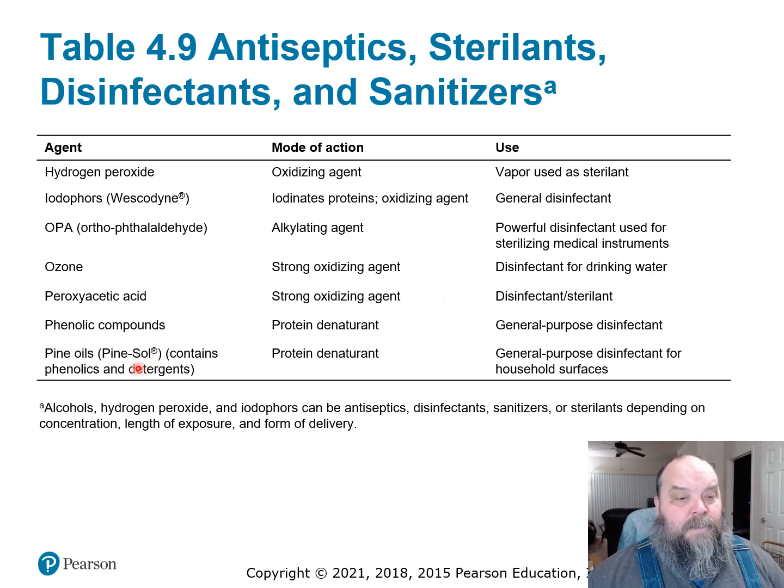Pine oils, Pine-Sol. Protein denaturant. Yeah, Pine-Sol. That stuff your grandma used because it made the house smell like pine trees when she used to clean the house. Yeah, there's a reason. It's a protein denaturant. It's an all-purpose disinfectant. Doesn't kill a lot, but it disinfects. It brings the numbers down below a certain level so that it's not too bad for you.